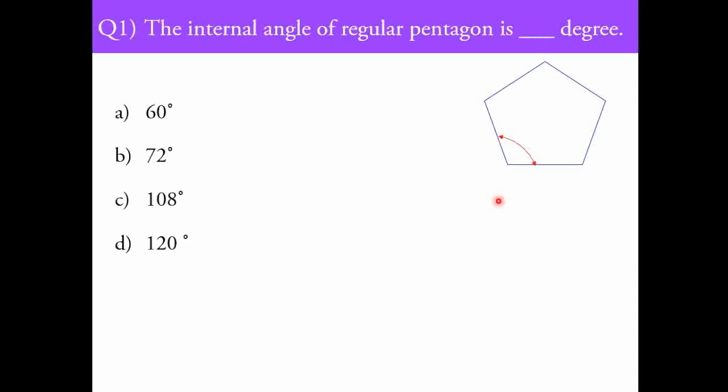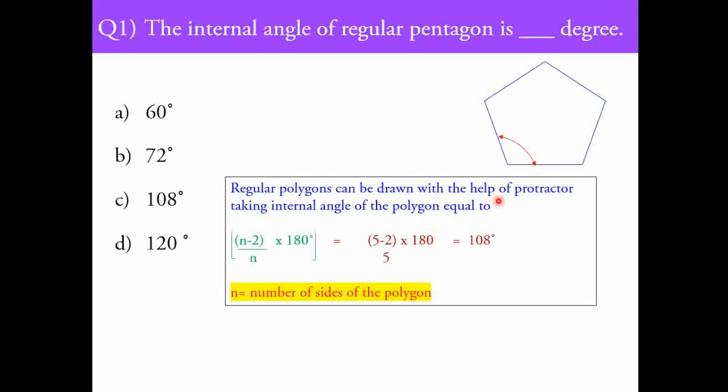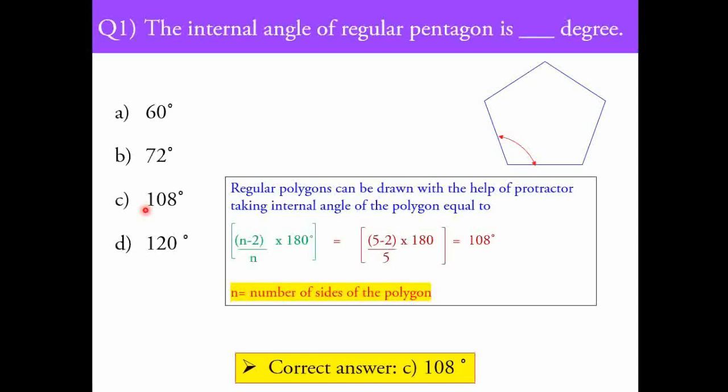To calculate that, the standard formula is (n minus 2) divided by n, into 180, where n stands for the number of sides. Here the pentagonal plane has been mentioned, so the value of n will be 5. So (5 minus 2) divided by 5 into 180 equals 108 degree. The correct answer is 108 degree, option C.